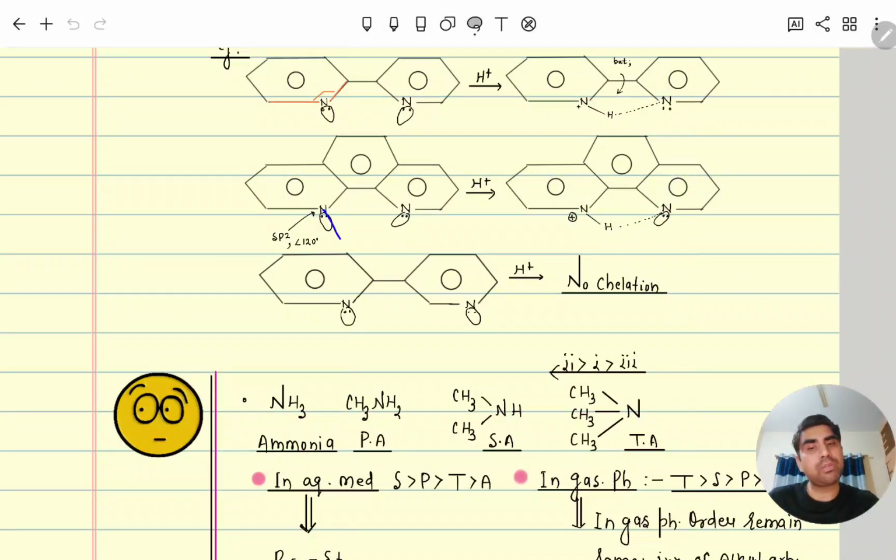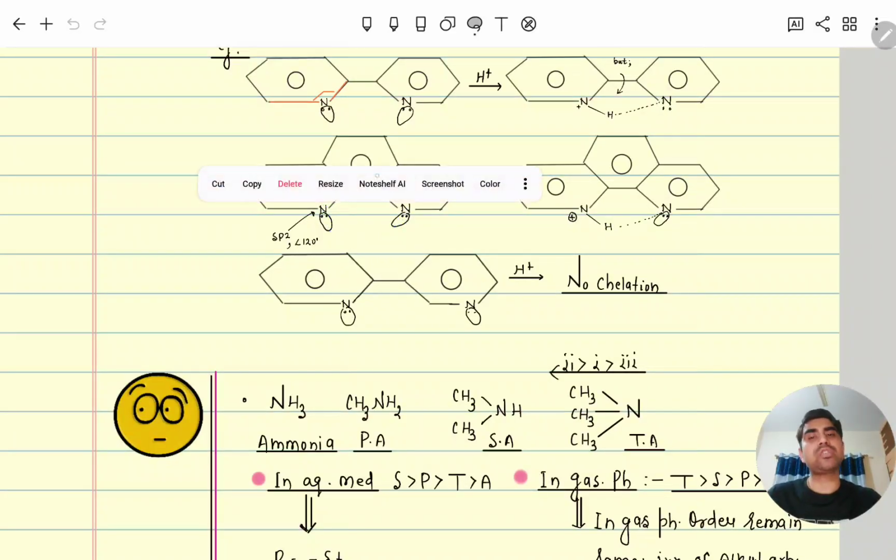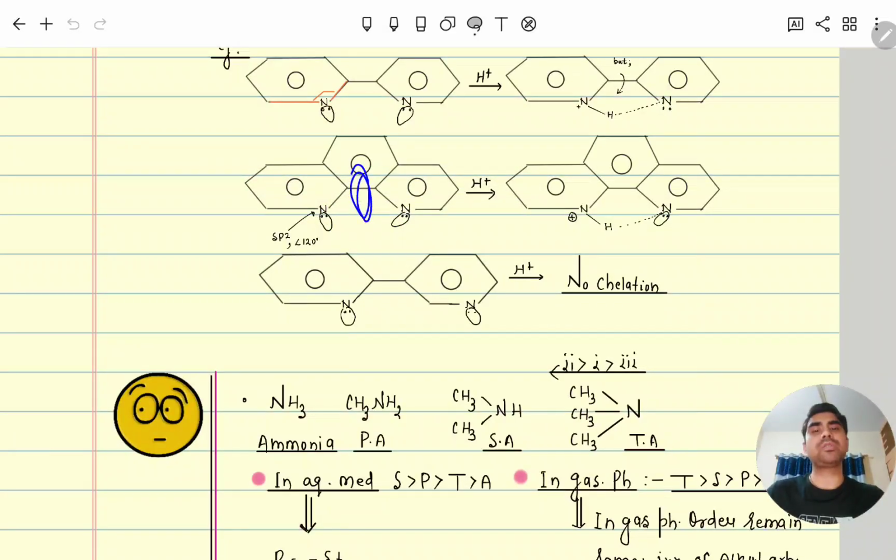So the hydrogen bond will be formed like this only. Hydrogen bond you cannot create anywhere like that. Since it is sp2, it will come like that at a 120 degree angle, and it is forming chelation, and this chelation cannot do conformer change. So this is more stable, means this conjugate acid is more stable as compared to this.